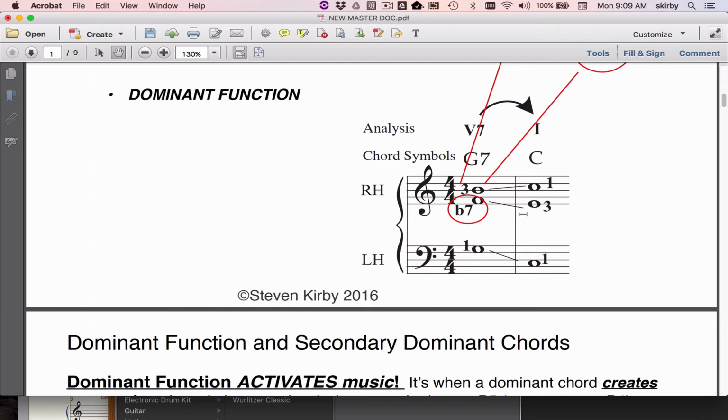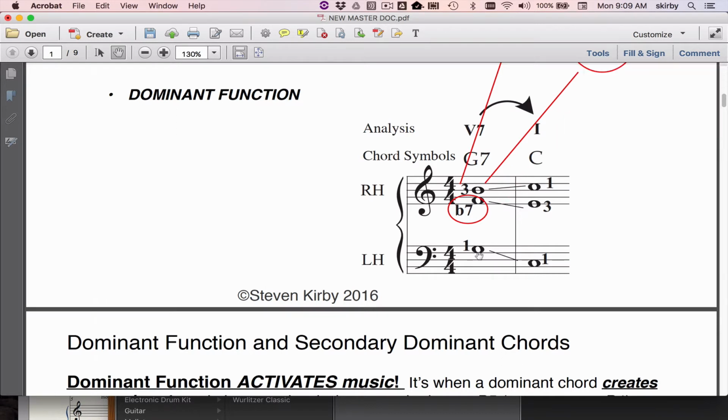And if I isolate just those 2 notes, the 7th scale degree and fa, and I let them do their thing, we get the sound of a resolution of a dominant chord. Now that's minus the root motion.